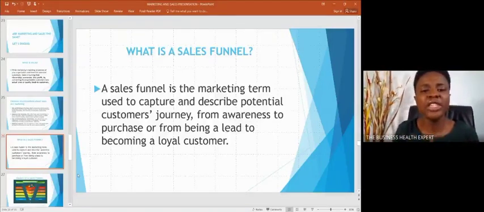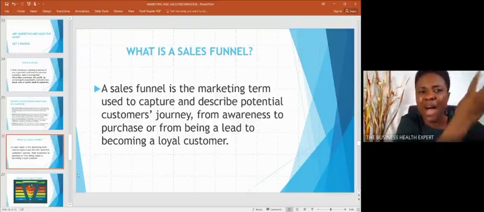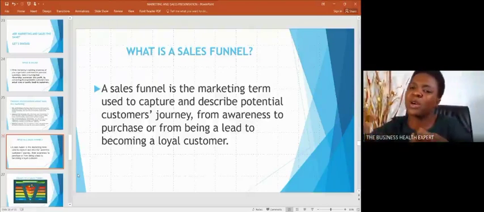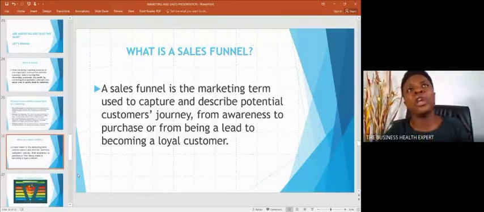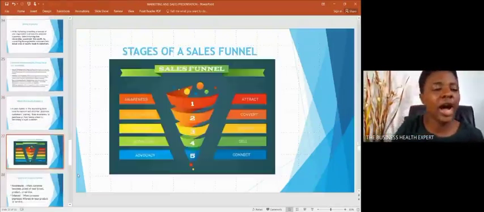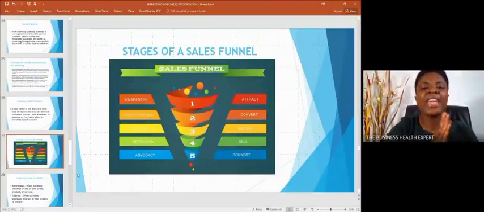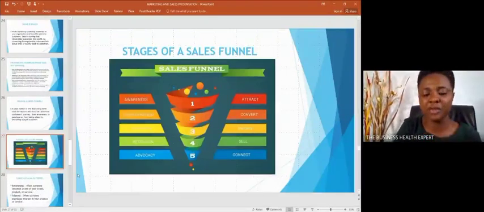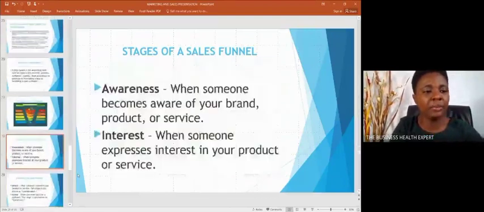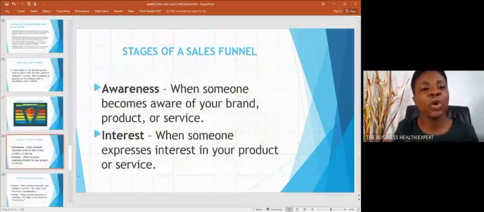But either of the two, it's understanding the journey a customer takes from being aware of your product to becoming a customer, and also being a loyal customer that can refer you to others. So this is usually the diagram of a sales funnel. We have different stages of a sales funnel. That's a picture talking about stages of a sales funnel. But let's go straight into what the stages are.